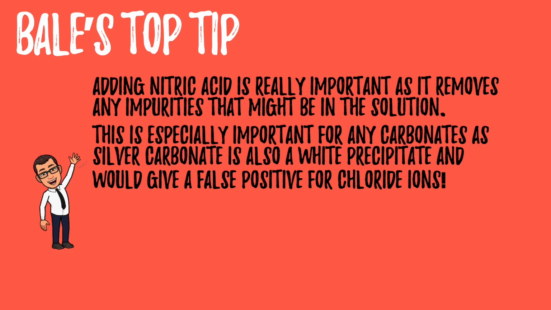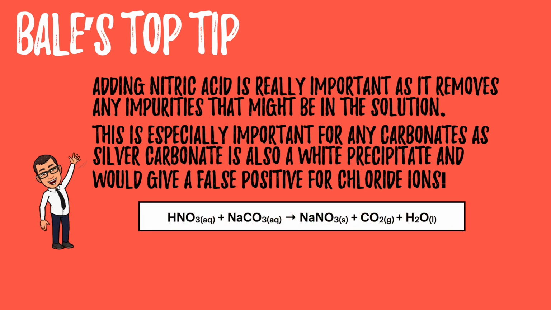One of my top exam tips then is remembering to always add the nitric acid in your methods. It's really important as it removes any of those impurities which gives us false positives, especially like those carbonates. Now this reaction can show how we can make a white precipitate, which can often look like the white precipitate formed from silver chloride.